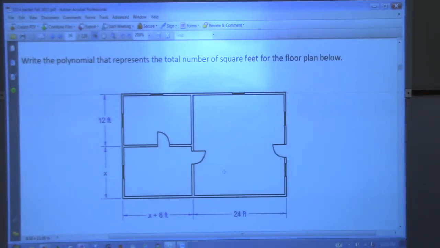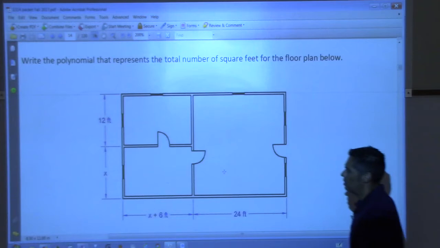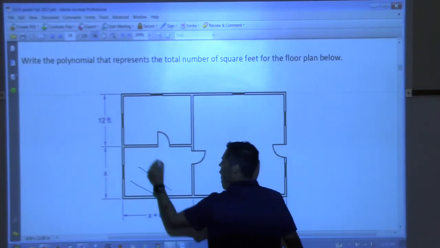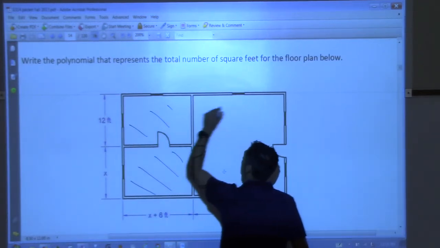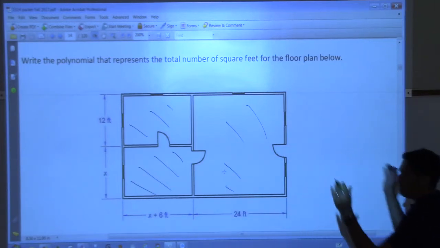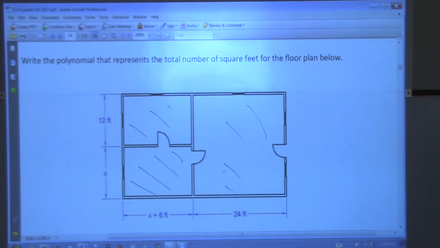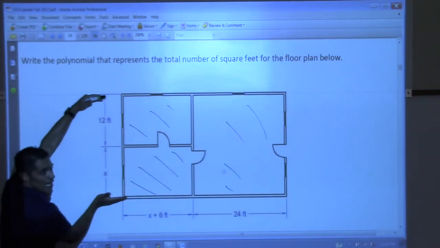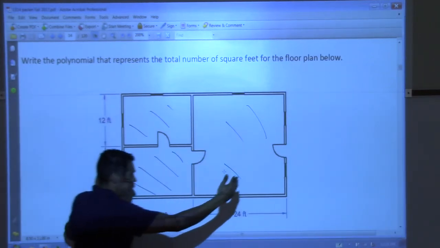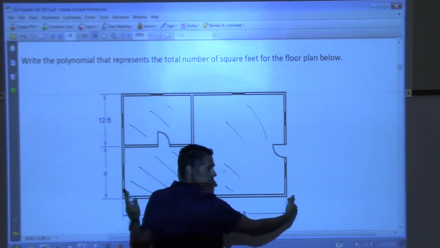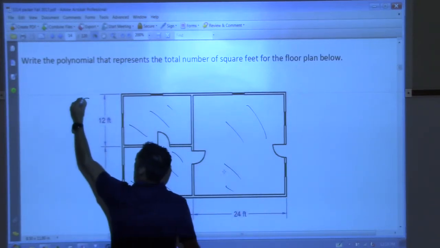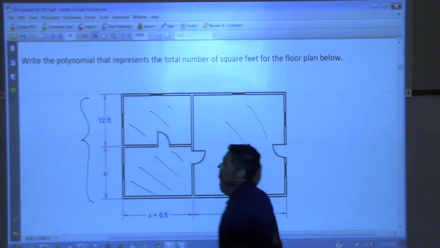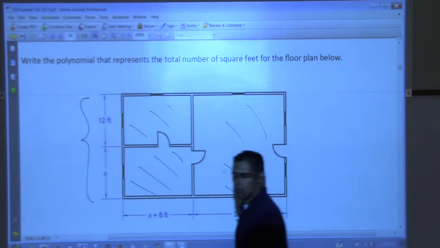What's the total square feet of this floor plan? So it's all of these together, right? It's the area of the whole thing, right? Everything. So wouldn't that just be this length times this length, right? Okay, so can you tell me how long this side is? x plus 12. That's x plus 12, isn't it?